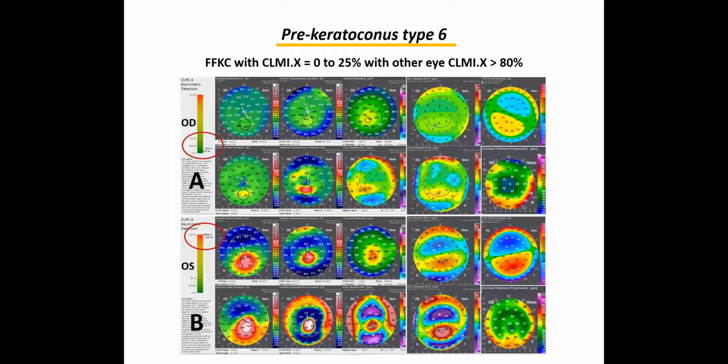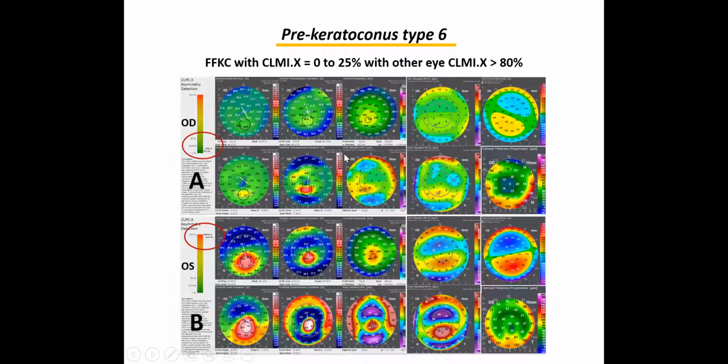With the Galilei, we can discover the ectasia before it happens in the cornea, despite having other typical signs of keratoconus. And with the CLMI-X, when one cornea is at zero and the other cornea of the same patient is positive, like in this case, we have forme fruste keratoconus.